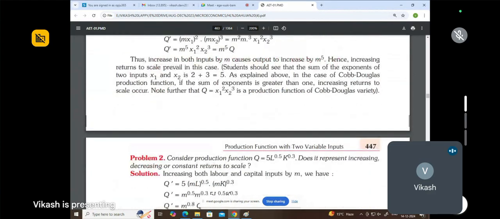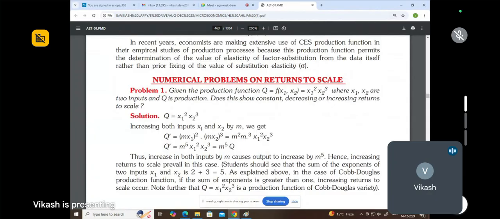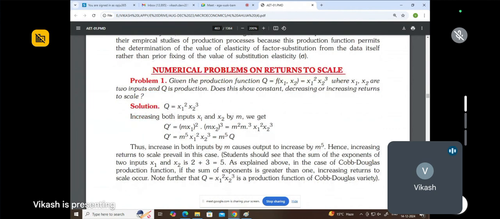See page number 446. From page number 446, you will see the numerical problem on return to scale. So you need to do this part. We have discussed it in the last class and given homework on the same. So do this part and you will get a numerical of 10 marks to identify the return to scale.